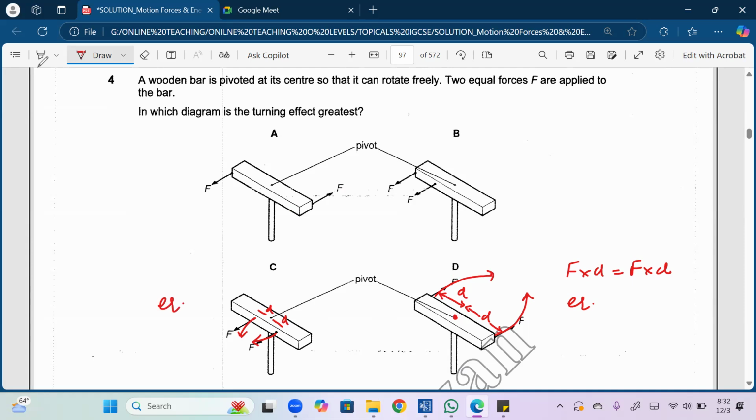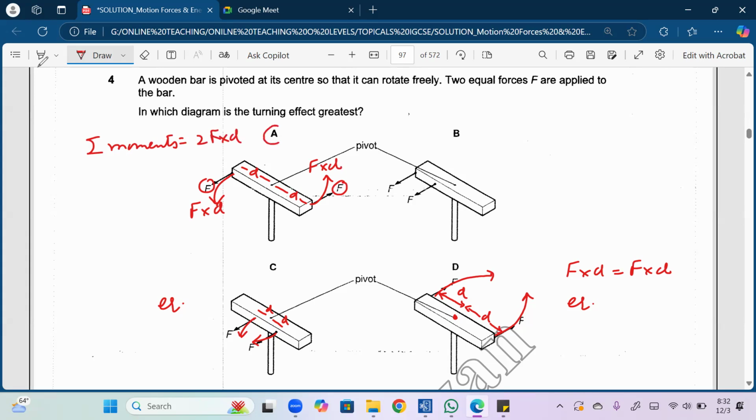If we talk about B and A, now it's a bit confusing. If this is the pivot, and I take this distance as D and this distance as D as well, they are going to produce an anti-clockwise moment. The moment produced by this force is Fd, and the moment produced by this force is also Fd. Because both are in the anti-clockwise direction, the sum of moments would be equal to 2 times F into D.